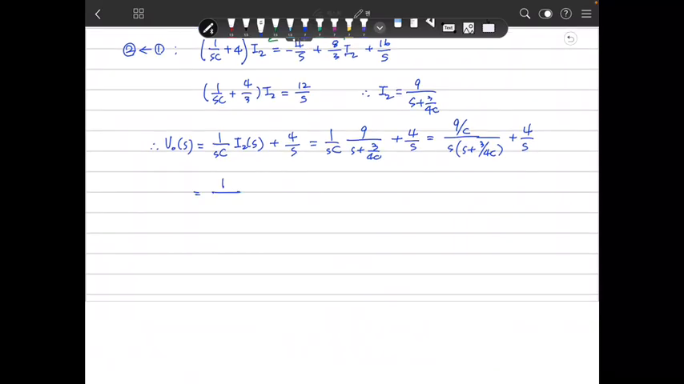So we need to simplify this. This is R1 over S plus 3 over 4C, plus R2 over S.